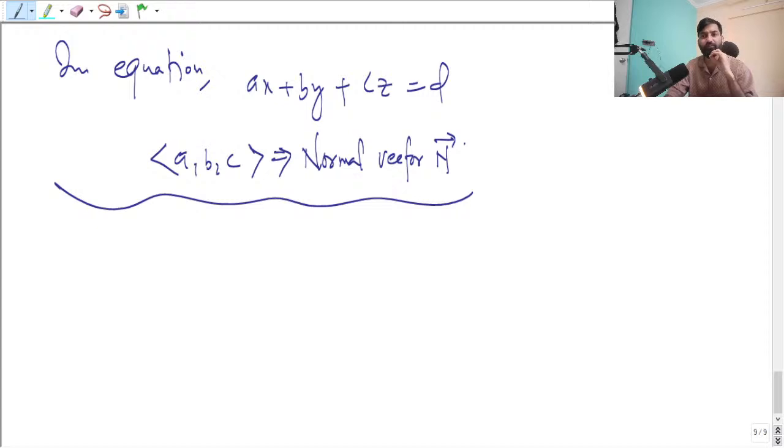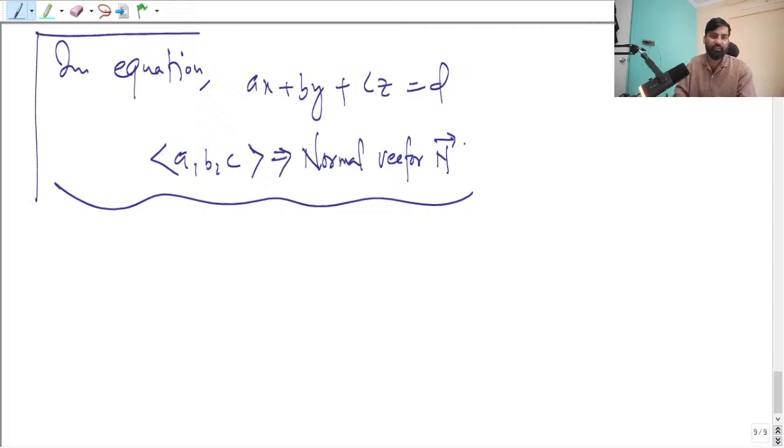So for example, how can we find the normal vector to a plane if we know points in the plane? That is a question. If you know points in a plane, how can we find the normal vector? We can take the cross product of two vectors contained in the plane. Let me take one example here.